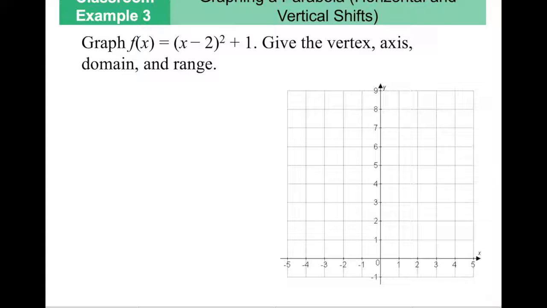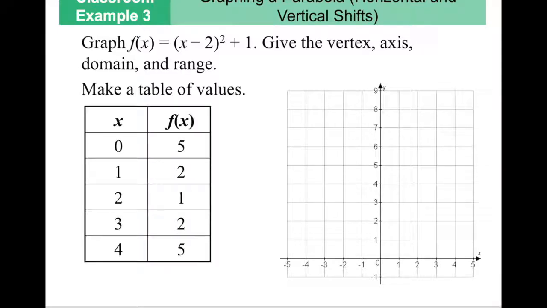So let's look at what's happening with 2 shifts. If I have minus 2, I'm moving it to the right 2. Then I have this plus 1 outside, which means I'm going to move it up 1. So let's make a table of values and just make sure we're on the right track. So I plot my values, and I connect my dots.